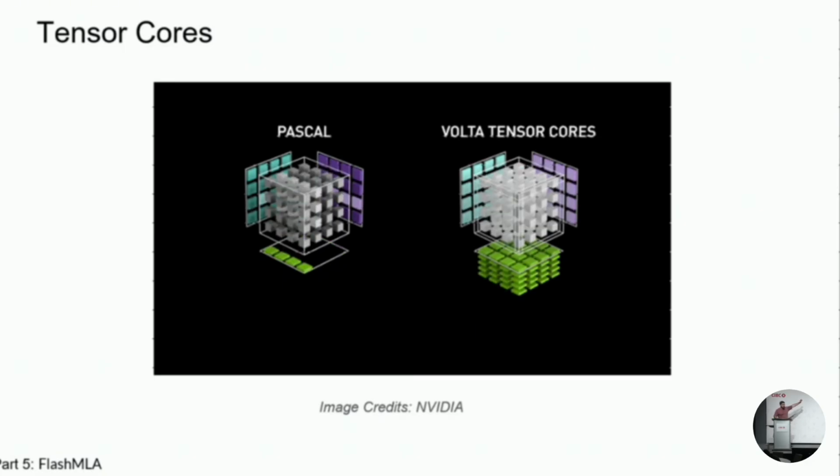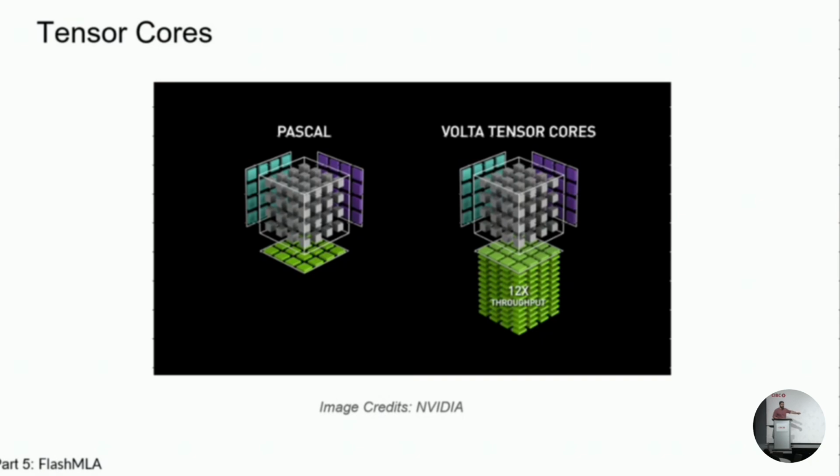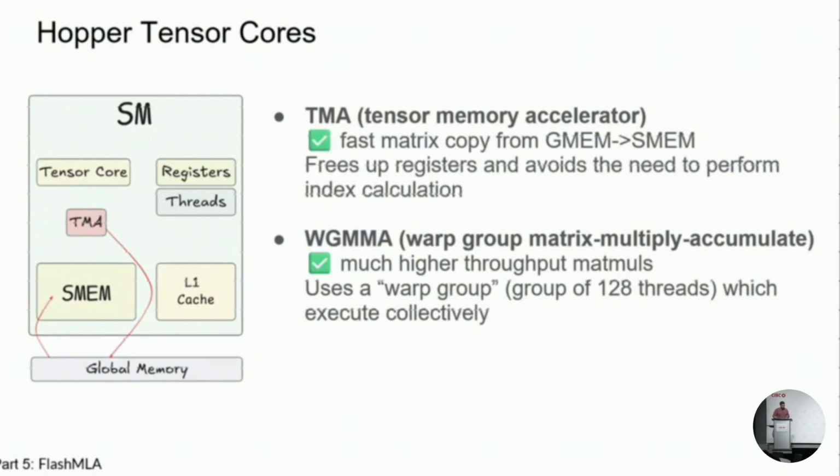This is from an older generation, Pascal and Volta, but the newer generations are even faster at doing matmul. So the FlashMLA algorithm is for the Hopper architecture generation. And the Hopper, I would say, has around 100x more throughput for matmuls than Volta. So how do tensor cores do matrix multiplication that fast?